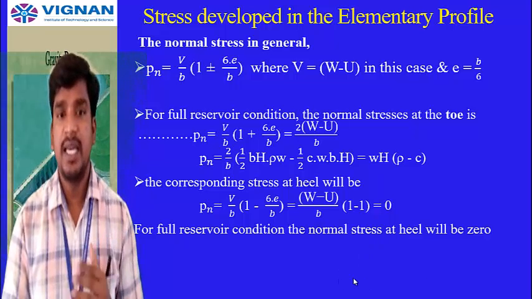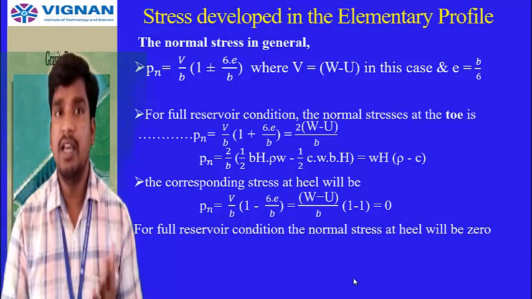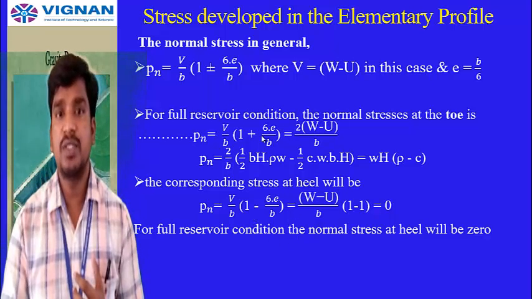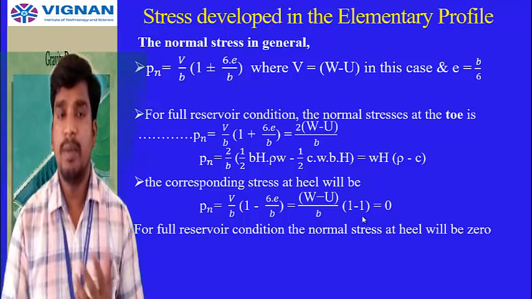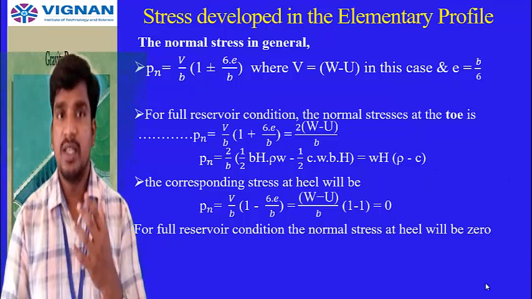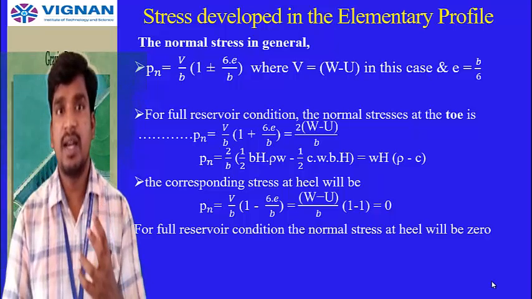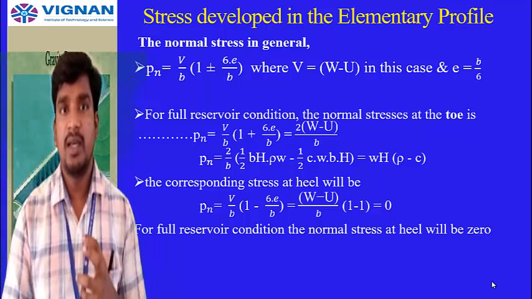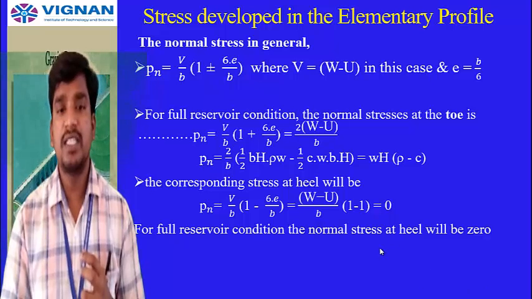Now the next condition is at the heel under full reservoir condition. Already we have seen that at the heel the tensile stresses will be there, so we have to consider the minus. Pn is equal to V by B into 1 minus 6E by B. If you substitute the same values here, then 1 minus 1, so it gets cancelled. So under full reservoir condition, the normal stress at the heel is equal to 0. Please remember this point, keep it in mind.